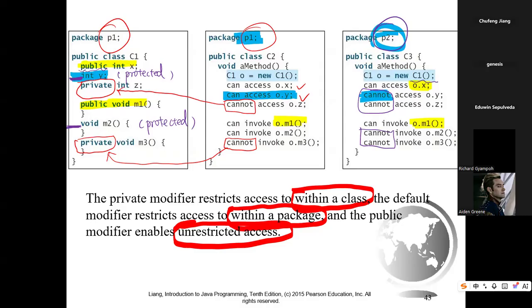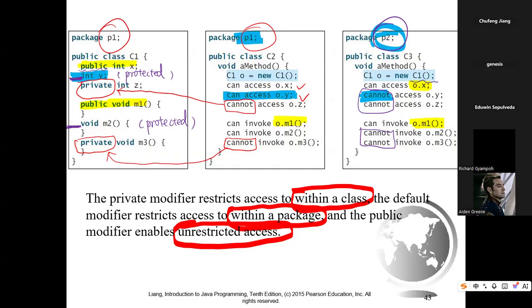However, for the protected and private variables and methods, if the caller is outside of the package where C1 is, which is P2 here, the protected and private attributes and methods are not allowed to be accessed by C3.